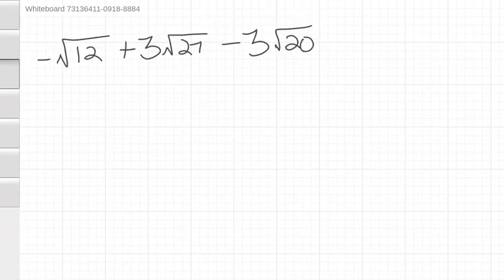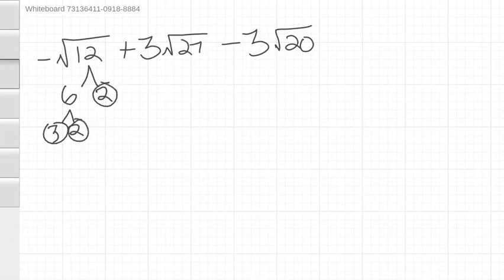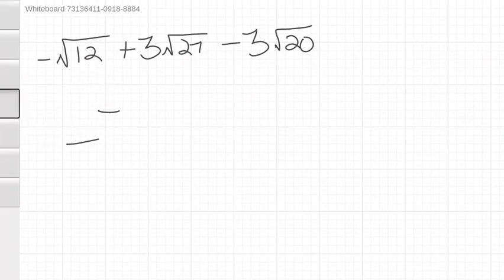Let's do some practice problems. Negative square roots of 12 plus 3 square roots of 27 minus 3 square roots of 20. Well, square roots of 12 isn't simplified. So we can break it down into 6 and 2. 6 can be broken down into 3 and 2. Circle our primes, and we'll see that there's a pair of 2's. So we'll bring it to the outside. So now we'll have negative 2 square roots of 3.